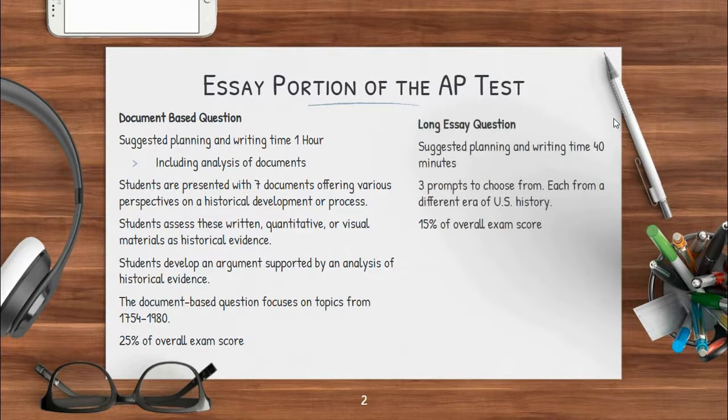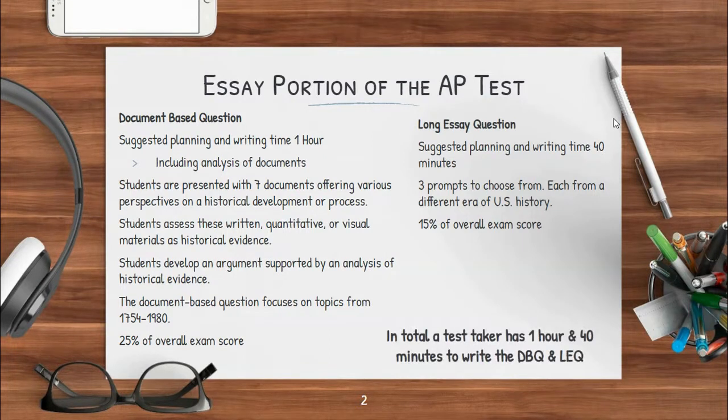I do want to mention quickly the LEQ because it is part of the chunk of time a test taker has with both essays. The College Board suggests 40 minutes to plan and write the LEQ. With the LEQ, students have 3 different choices of prompts from different eras, and it counts 15% towards the overall exam score. I think most students end up spending a little more time on the DBQ, which runs into their LEQ time, which is okay. LEQs require much less time because you do not have the documents to contend with, and you have some choice in the matter as you can pick the topic and time period you know well.